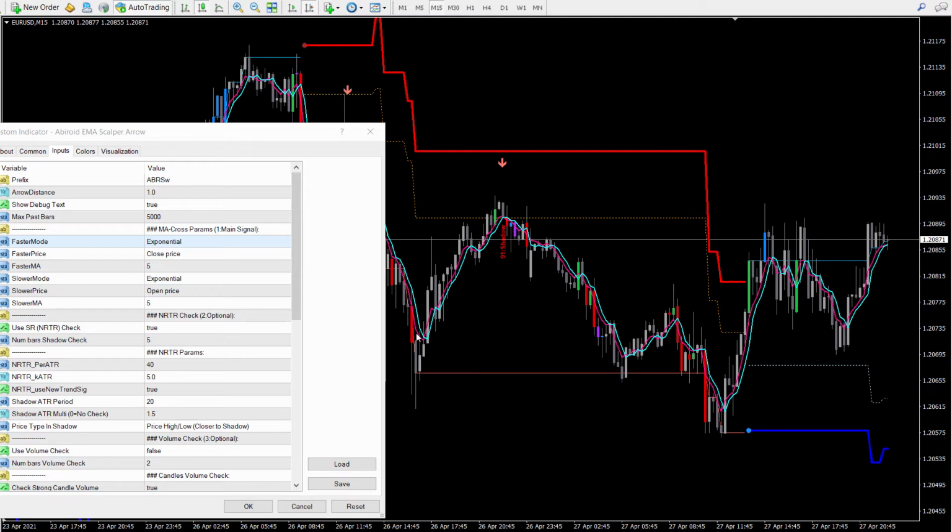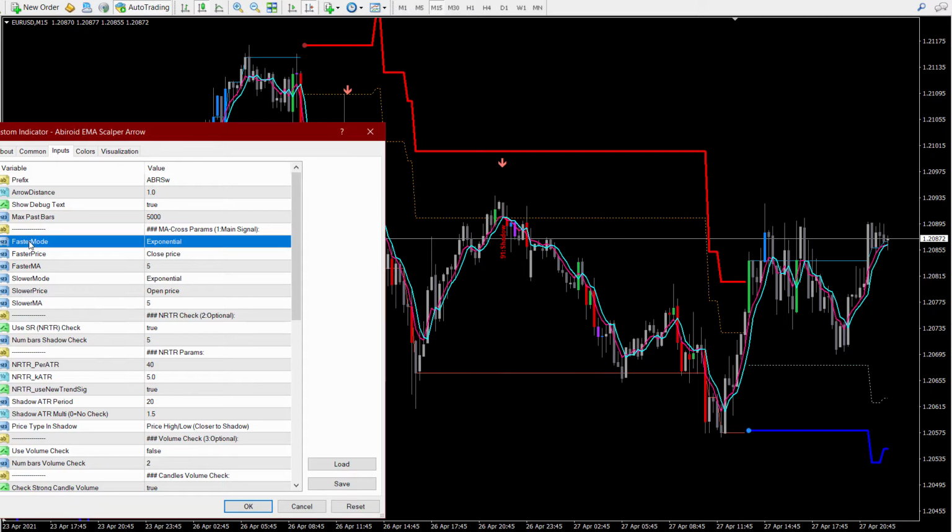The faster EMA is this pink line and the slower is this blue line. Whenever the faster EMA crosses the slower upwards, it is a buy signal, and whenever it crosses it downwards, it is a sell signal. As you can see, for the default settings, we have the period for both set to 5, and the faster one works on close price, and the slower one works on open price. You can change this to any value you like. These are just the default sample values.